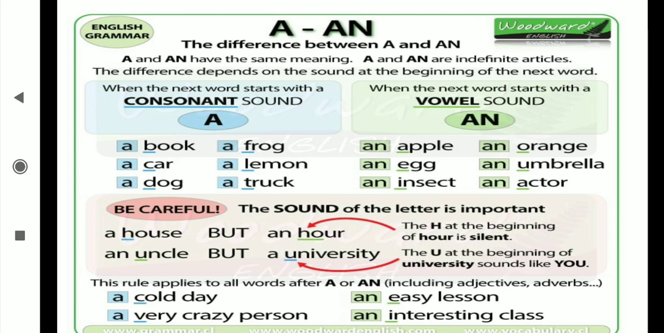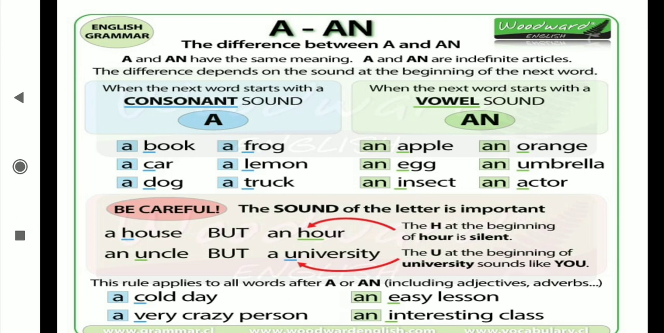The sound of the letter is very important, because sometimes some alphabets are silent and the pronunciation comes out different. Then, according to the pronunciation, we have to choose "a" or "an". For example, house. It starts with H, and we know that H is a consonant. That's why we have used "a".